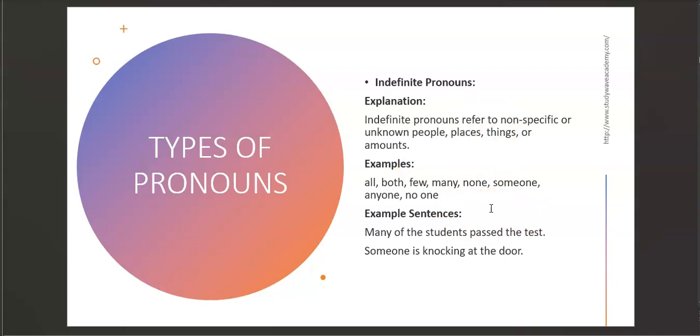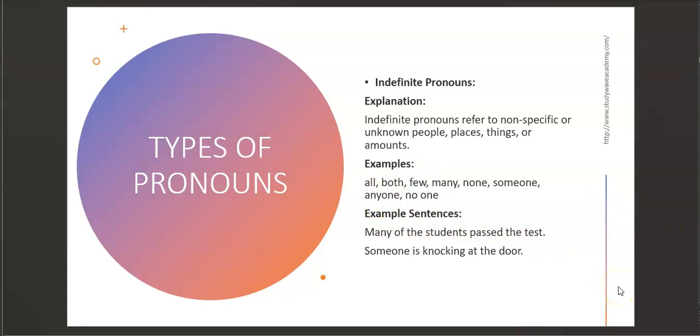So for example, all students are being called to the staff room. So we don't know how many students. It can be 30, 20, all of them. We don't know the specific amount, okay? When we say few students are needed in the staff room, few here represents a small amount, but we don't know what the specific amount is. Is it 2? Is it 5?